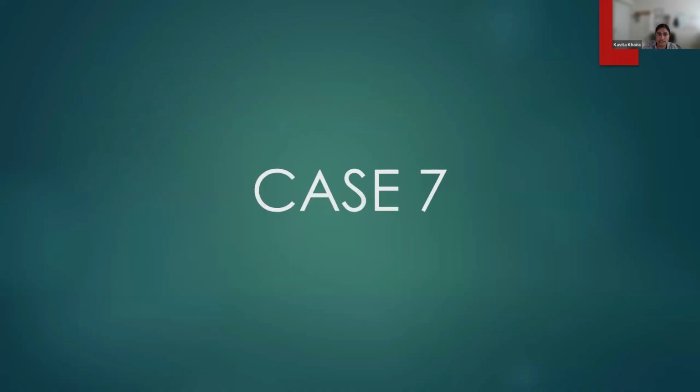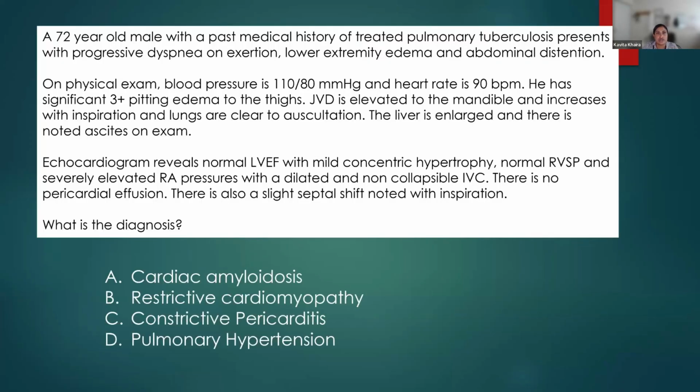All right, next case. You have a 72-year-old with a past medical history of treated pulmonary tuberculosis who presents with progressive dyspnea on exertion, lower extremity edema, and abdominal distension. On physical exam blood pressure is 110/80 and heart rate is 90 beats a minute. He has significant 3+ pitting edema to the thighs. JVD is elevated to the mandible. It increases with inspiration, and lungs are clear to auscultation. The liver is enlarged and there is noted ascites on exam.